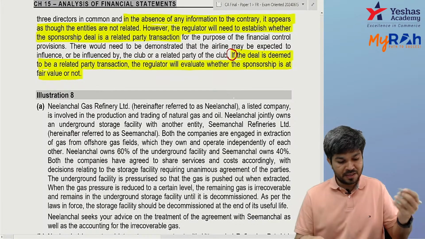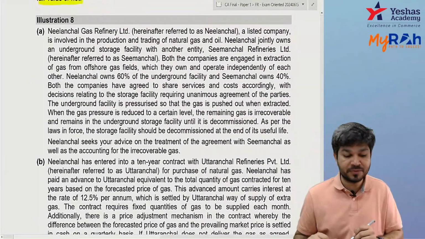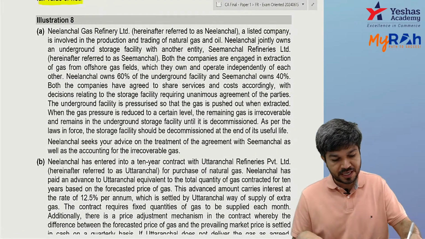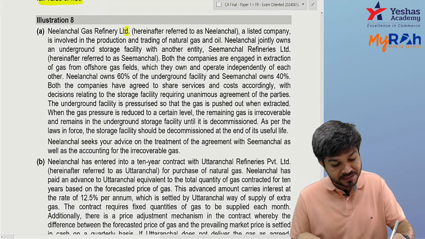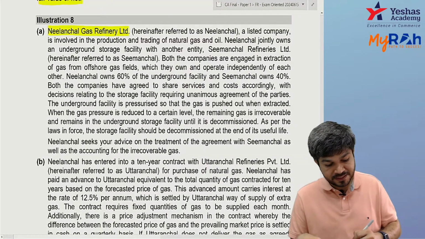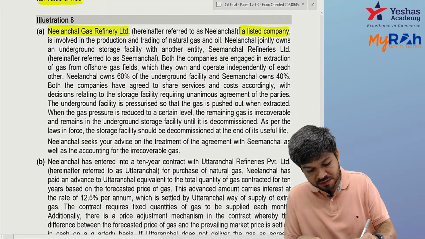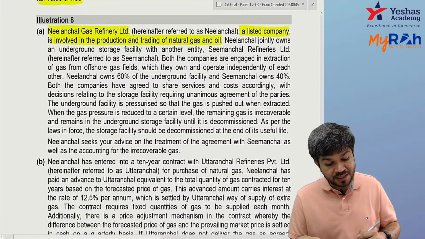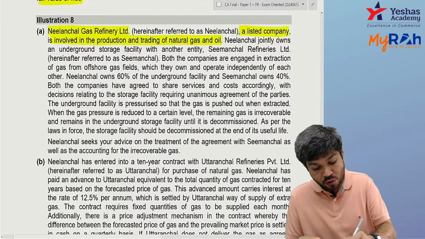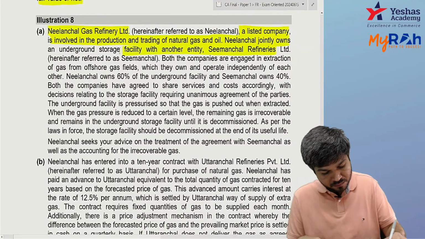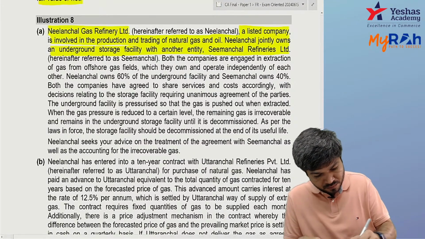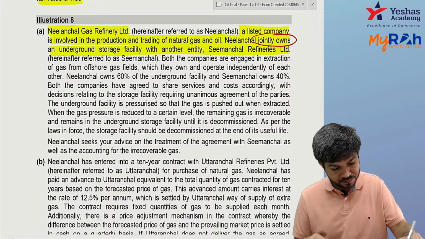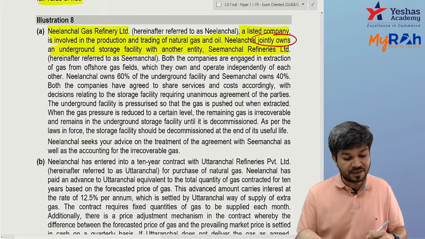Okay, last question of this chapter, question number 8. Neelachal Gas Refinery Limited, a listed entity. You are in production and trading of natural gas and oil. Okay, you own an underground storage facility jointly. You jointly own an underground storage facility with another company, Simanchal Refinery Limited.